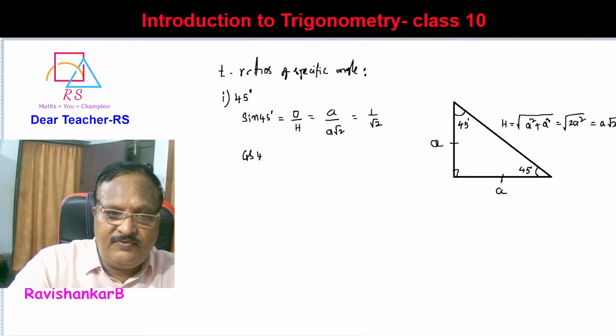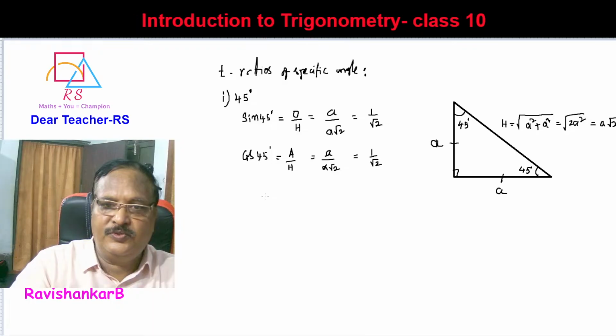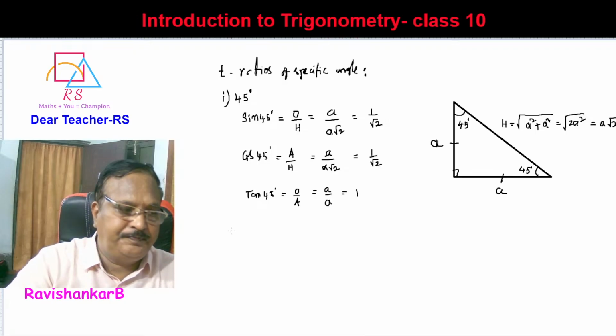Similarly, we can get cos 45 also. Cos 45 is the adjacent side upon hypotenuse. Adjacent side is also A and hypotenuse is A root 2 and A will get cancelled. Again it is equal to 1 upon root 2. Similarly we can find tan 45 degrees, which is equal to opposite side by adjacent side, A upon A, which is equal to 1.